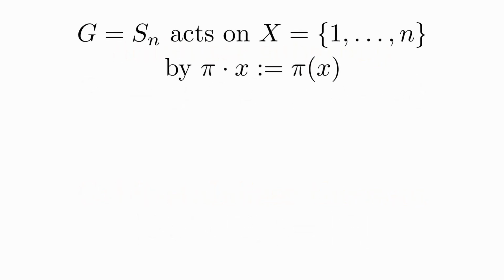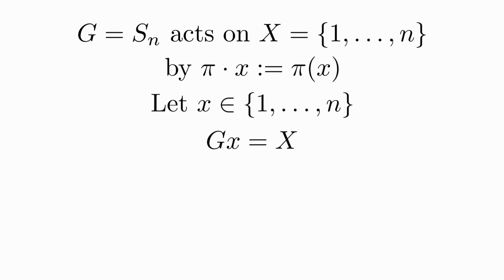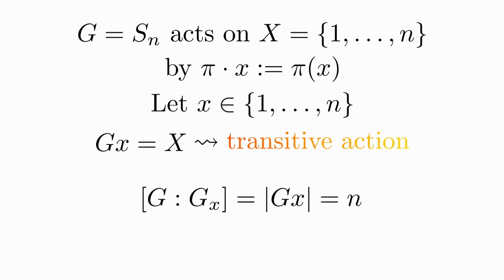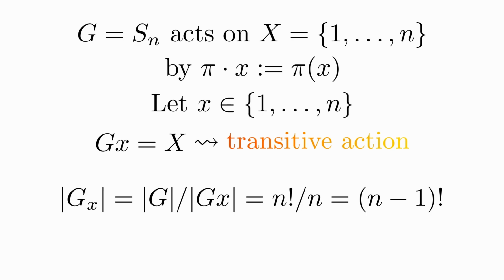For example, when the symmetric group acts on the set of integers from 1 to n, the orbit of any element is the entire set, meaning this is a transitive action. Applying the orbit-stabilizer theorem, we find that the stabilizer of an element has size n minus 1 factorial. Since the remaining n minus 1 elements can be freely permuted, this confirms our intuition that the stabilizer of any element is isomorphic to the symmetric group of n minus 1 elements.